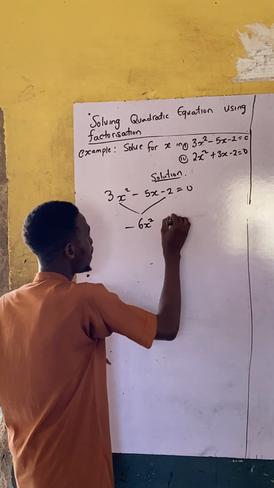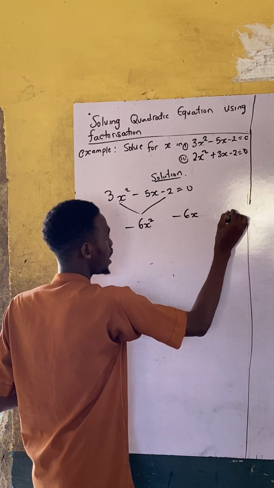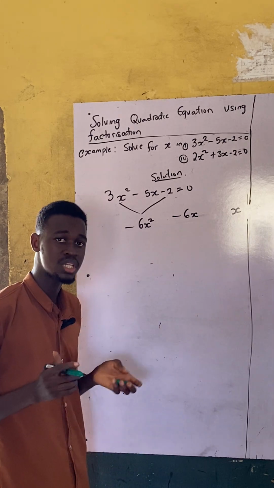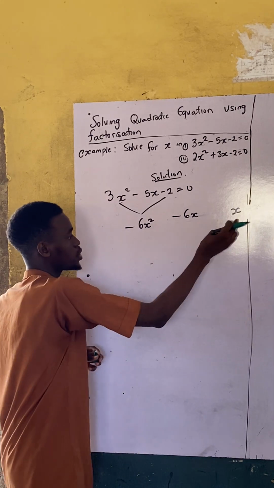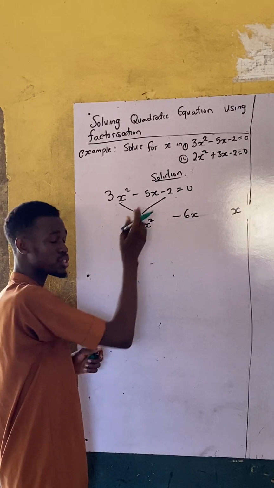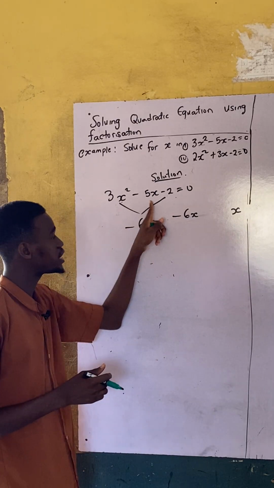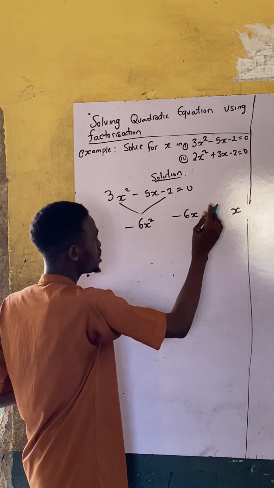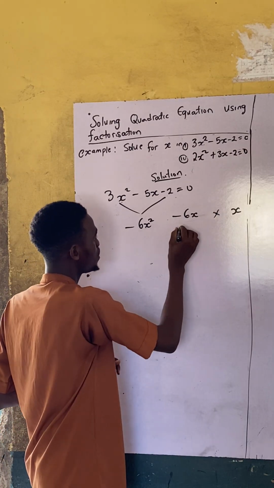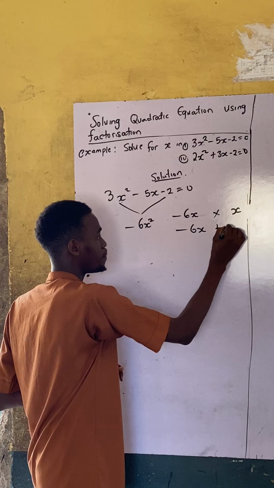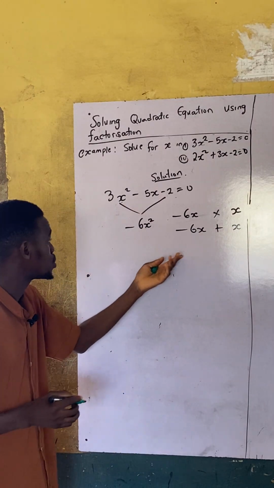So let's try minus 6x and x, which is positive x. When we multiply them together, we have negative 6x squared. When we add them together, it gives us minus 5x. So definitely this is the best pair of terms that we can use.